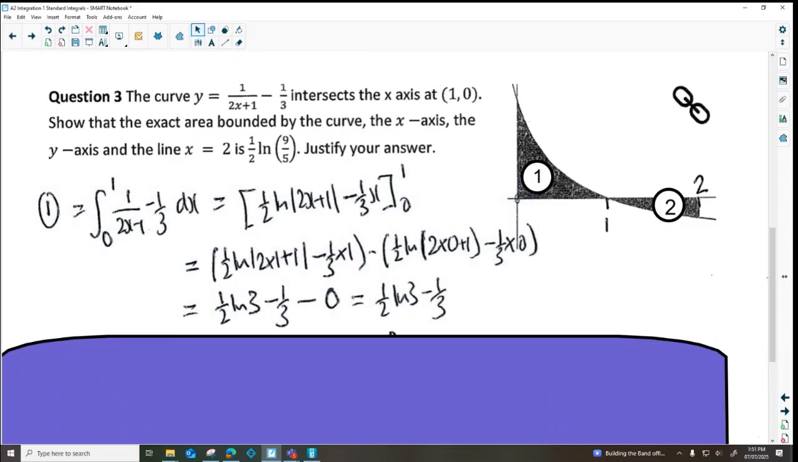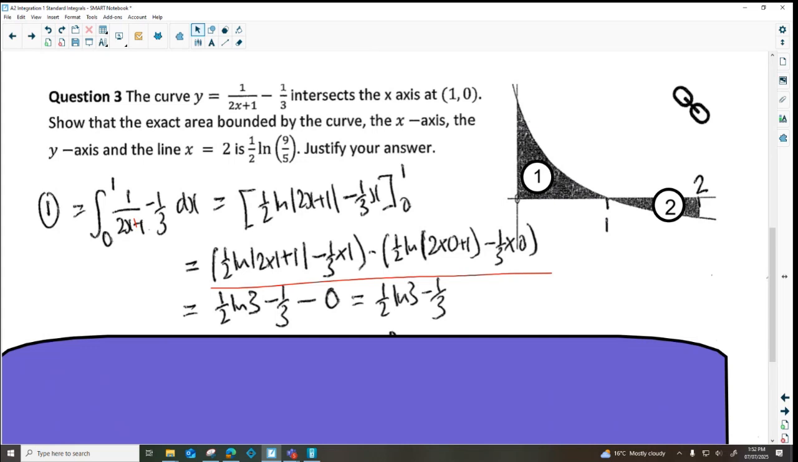It's the integral from 0 to 1 of 1 over 2x minus 1. Sorry, 1 over 2x plus 1. There's a slight typo there. Take away a third, which if you do your integration is a half ln mod 2x plus 1, minus 1. Take away a third just integrates to give a third x. If you then sub in x is 1, sub in x is 0 and subtract, this is what you'll get for doing that. And then a little bit of simplification.